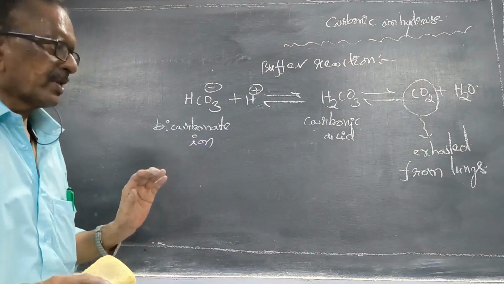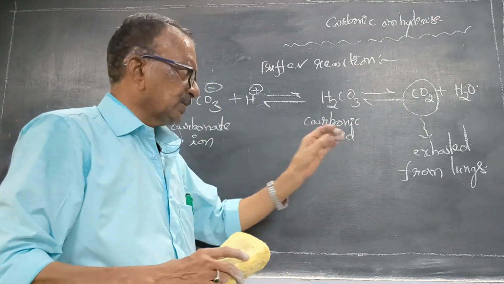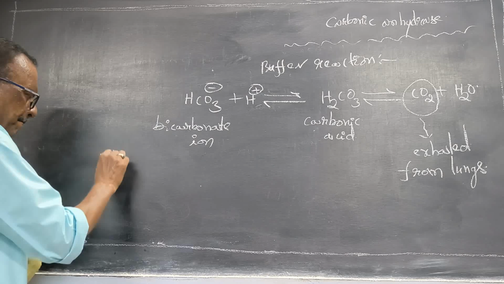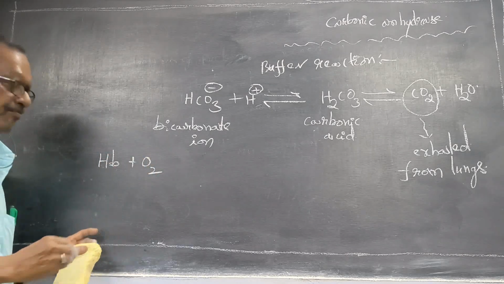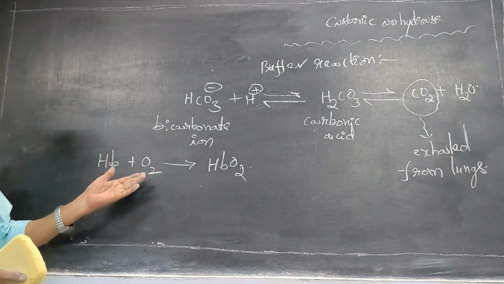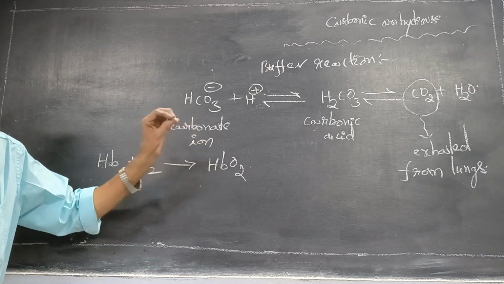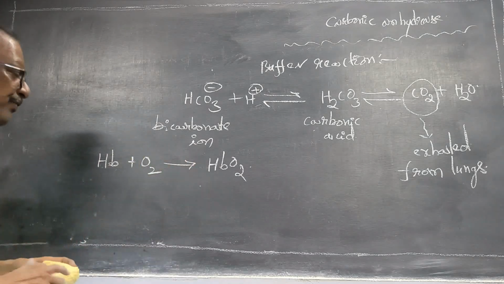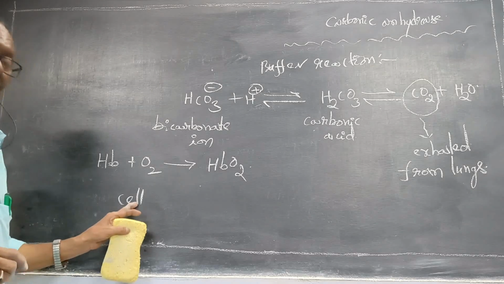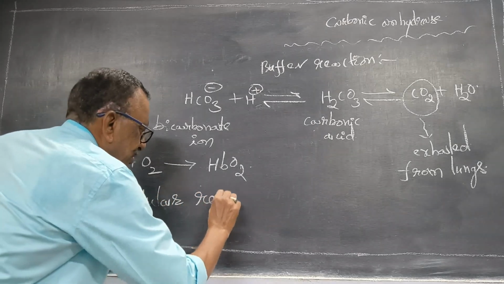How will it happen? So carbon dioxide is exhaled through our nose, that is, from the lungs. Generally, hemoglobin combines with oxygen and becomes oxyhemoglobin. That we have already learned in your school or biology classes. So this hemoglobin will supply oxygen to each and every cell. In the cell, cellular respiration.